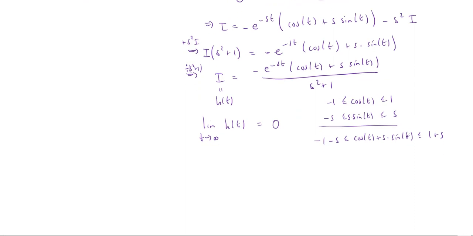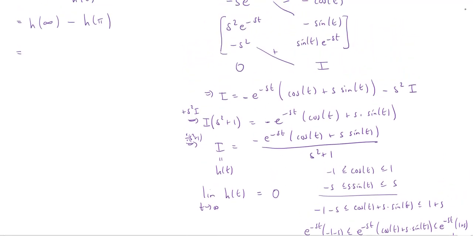Okay, but then what's happening when I multiply by this decaying exponential? All right, so forget about this negative for a moment. I'm just going to multiply by the decaying exponential. e to the negative st times -1 minus s will be less than or equal to e to the negative st times the cosine of t plus s times the sine of t, which will be less than or equal to, again, I multiply by the decaying exponential. And on the left and the right, I don't have to worry about the cosines, right? I just have a decaying exponential times a constant. And this guy on the left converges to 0. This guy on the right converges to 0 because you have a decaying exponential. And so by the squeeze theorem, squeeze it together, this bit in the middle converges to 0. And then putting a negative isn't going to change that. All right, so this limit is actually 0, and so h of infinity is just 0.